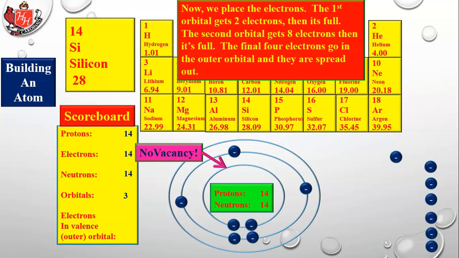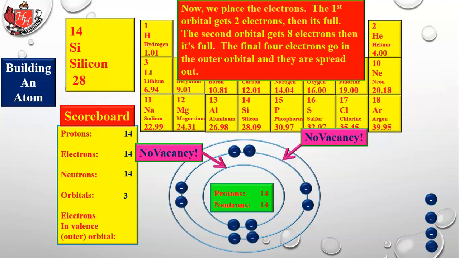The sixth one is going to pair up over here. The seventh one is going to pair up here. And the 8th one is going to pair up right there. So now you have a full second orbital. It's holding 8 electrons. Again, you know it can hold 8 electrons because there's 8 elements in the second row of the periodic table. That means 8 electrons is the maximum. And so now there's no vacancy in the second orbital. You can't put any more electrons in the second orbital.